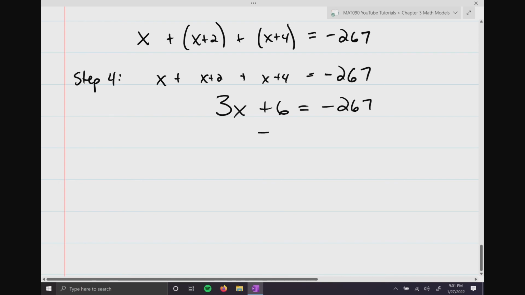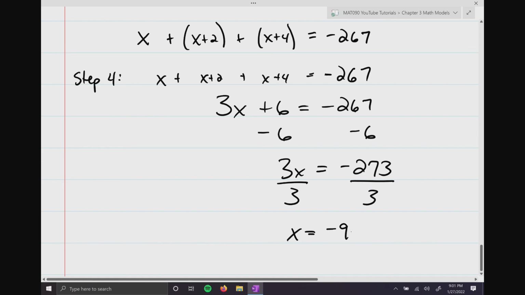Now I will subtract 6 from both sides. So negative 267 minus 6 is going to be negative 273. And then finally, I will divide both sides by the number in front of the variable to give me x equals negative 91.